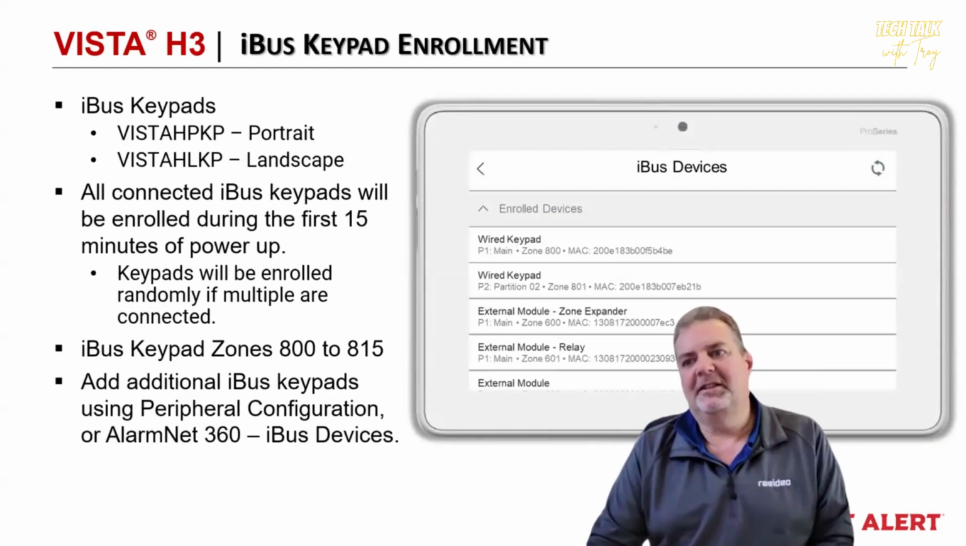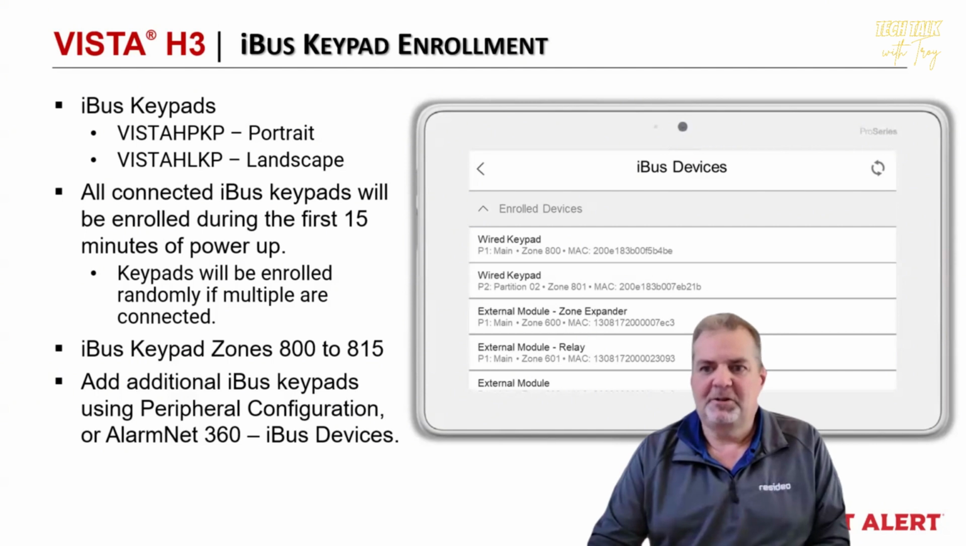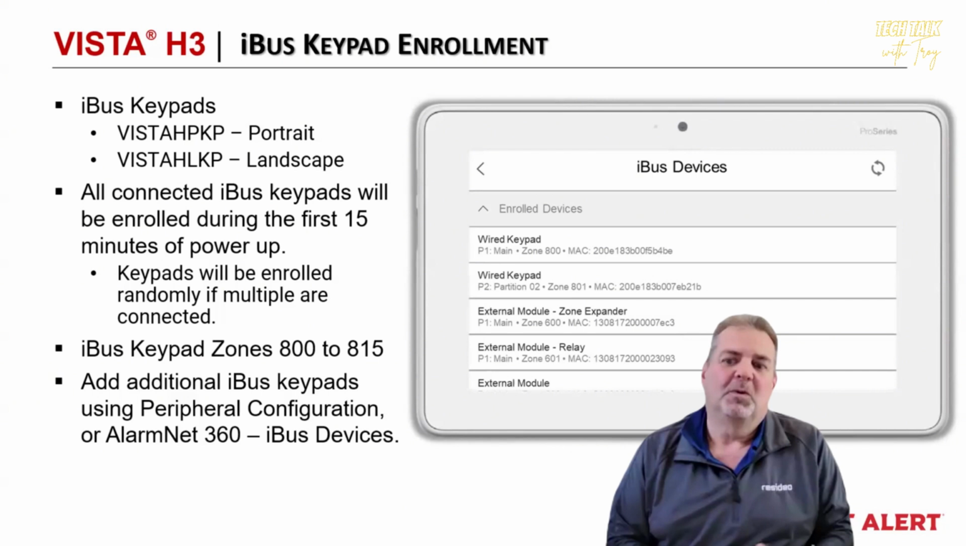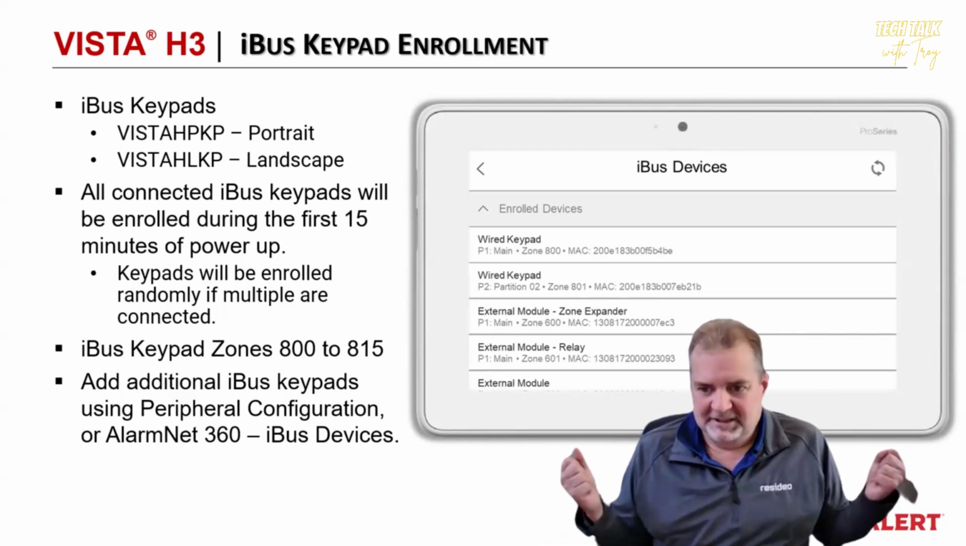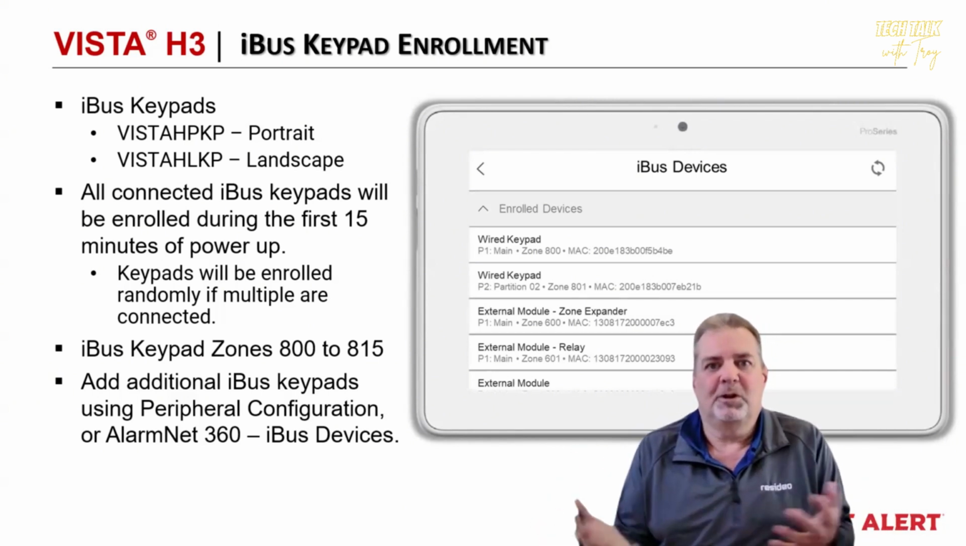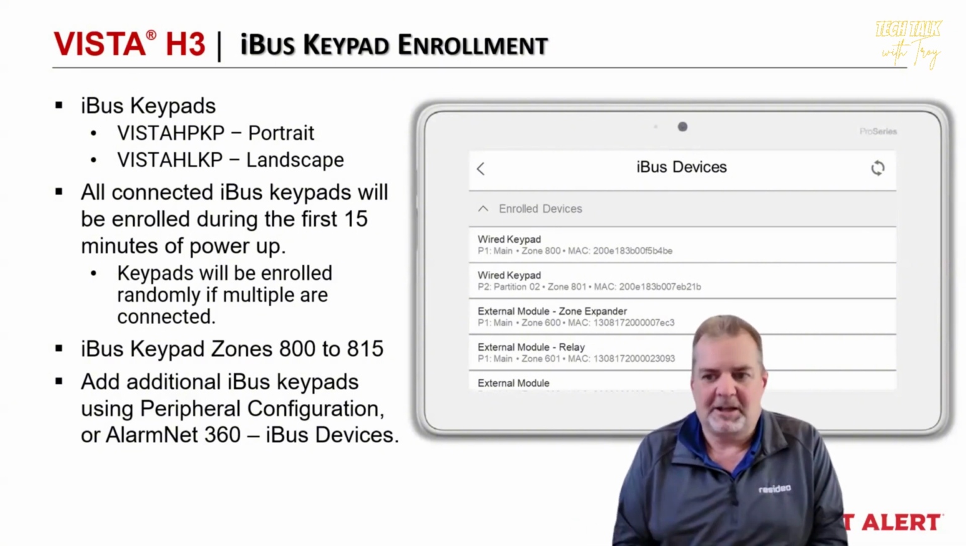Now, on the keypad itself, when we go to iBus devices, iBus keypads, when they're enrolled, there are two different types of keypads: a portrait and a landscape. All the iBus device keypads will be enrolled during the first 15 minutes of power up. So if you're using iBus hardwired keypads, whenever you power the system up, it's actually going to go out and enroll and connect to every one of the wired keypads.